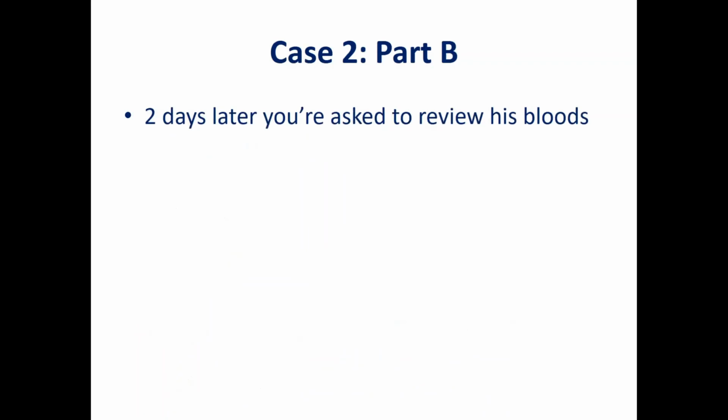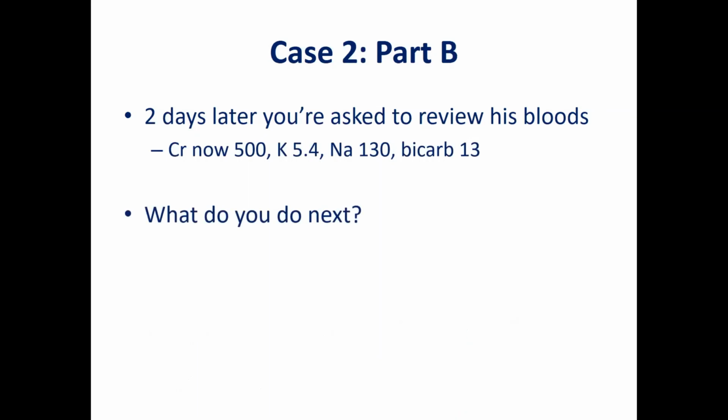So all is good, he's getting better, but 2 days later, you're asked to review his bloods by your junior. His creatinine has now gone back up to 500. So it got better, now it's got worse again. What are you going to do next?